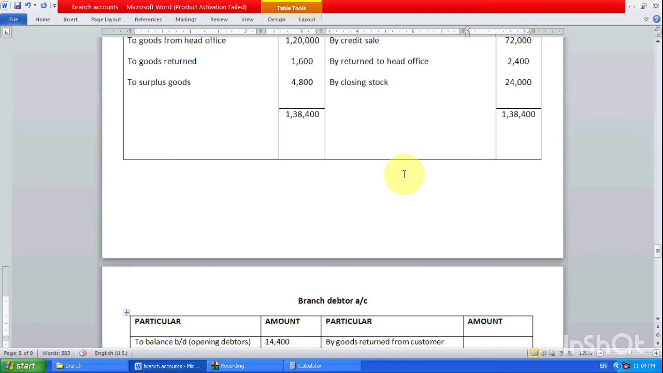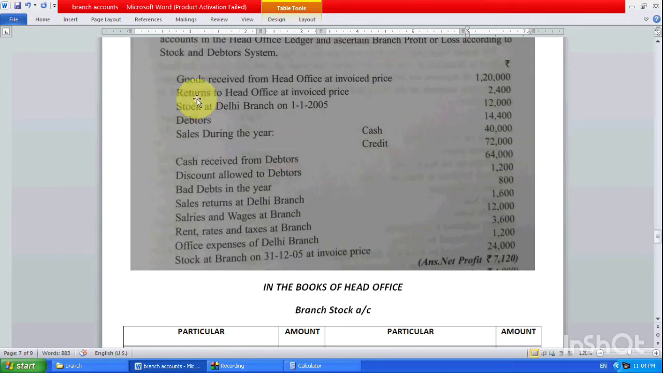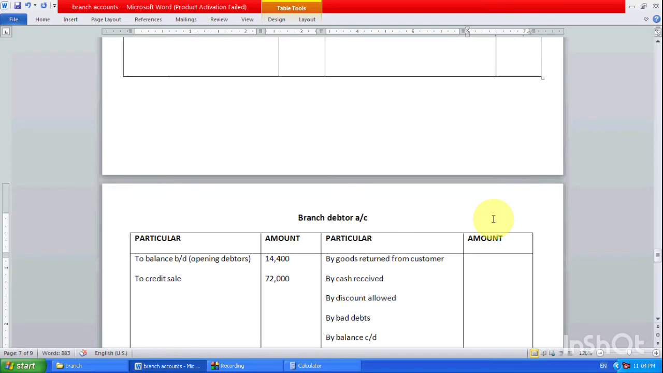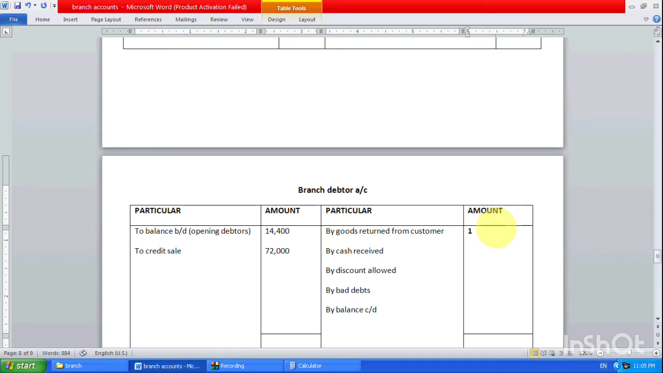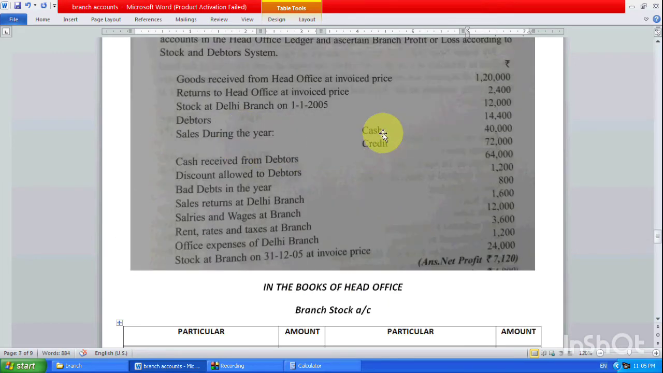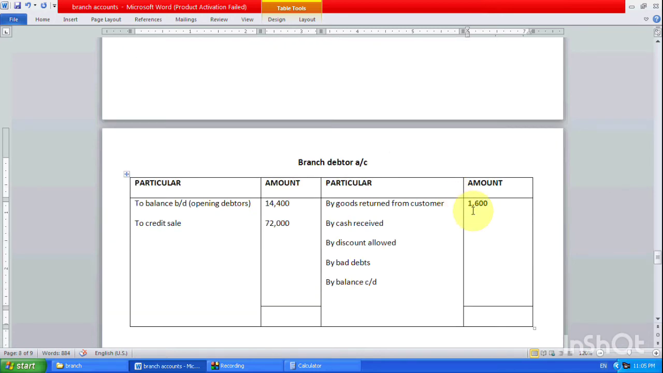Okay, so here 72,000. Now goods return, see, cash received from debtors is there, discount allowed to debtors, bad debts, sales return to Delhi branch, return to head office at invoice price is there, 2,400. That is the return to head office entry. Sales return at the Delhi branch is there, 1,600. Here goods return from customer is there, so that is 1,600. Sales return to Delhi branch. Delhi branch is a branch account.